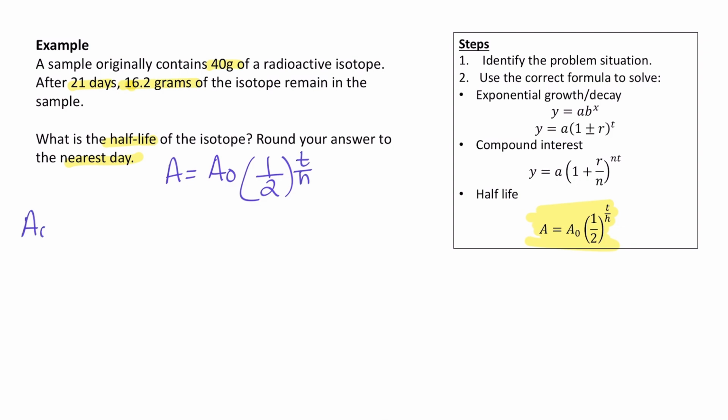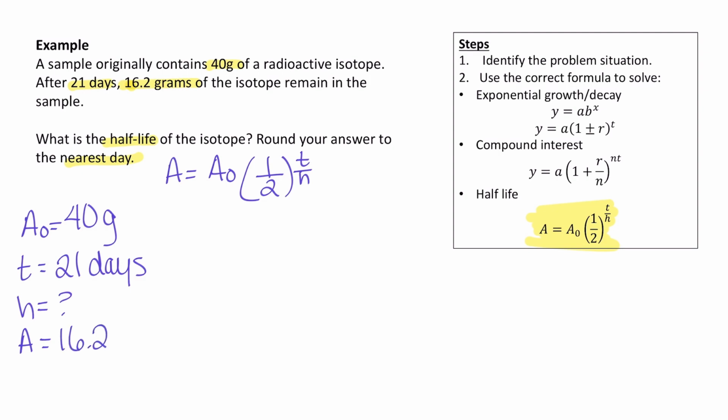We have A naught, which is the initial amount, so that's 40 grams. We have T, which is the amount of time, so that's going to be 21 days. H is the half-life. We don't know the half-life. That's what we're trying to find. And then we have the amount that's left. That tells me that we have 16.2 grams left. So if we plug this all in, we have 16.2 equals 40 times 1/2. I'm just going to go ahead and change that 1/2 to a 0.5. So we have 0.5 to the 21 over h power.